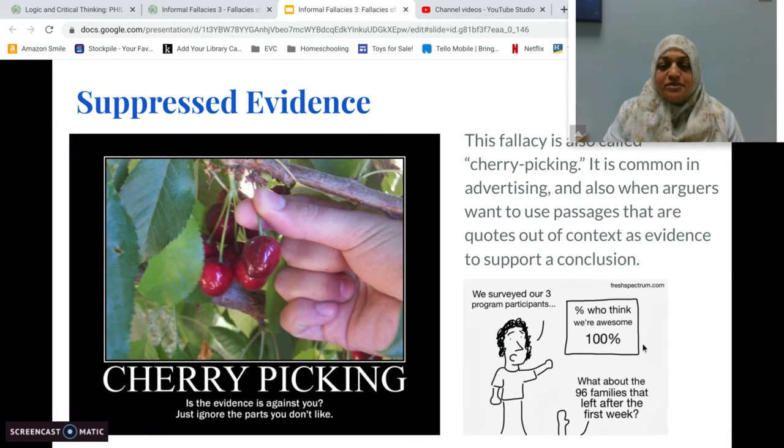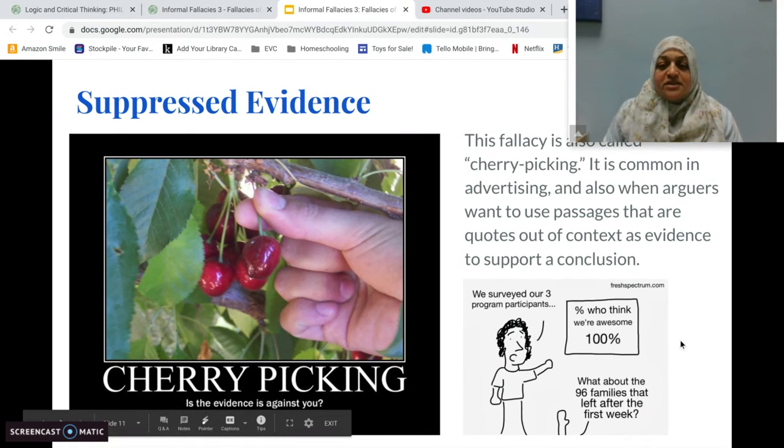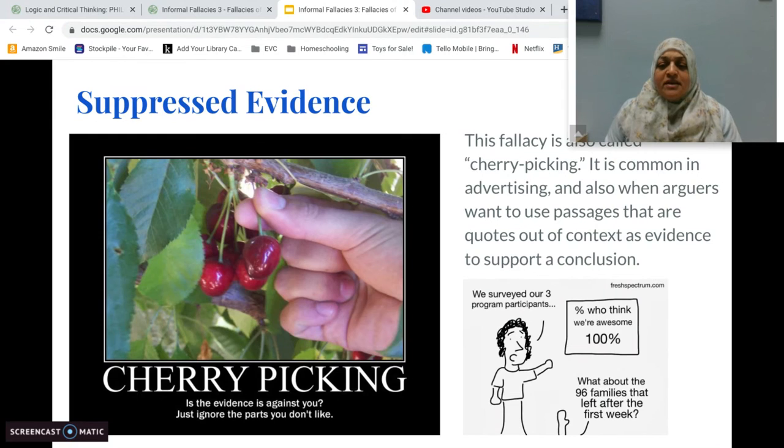Here's another example. This woman is giving a presentation and she says, out of our 3 program participants, 100% thought we were awesome. And then this person raises their hand and says, what about the 96 families that left after the first week? So there was some program, 99 families, 96 of them left, and the 3 who are left, they love it. So 100% of the people loved it, but they're ignoring the fact that all these other people left already.